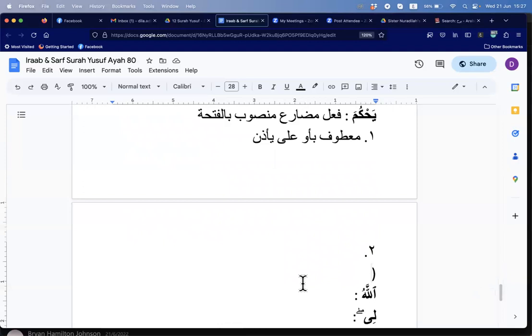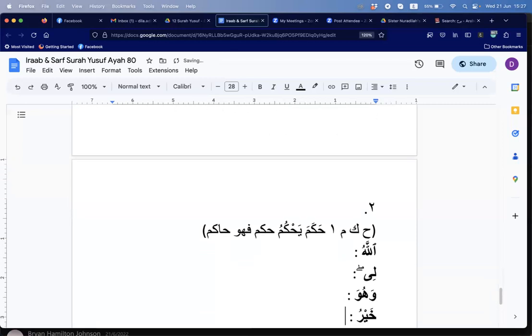The Sarf for this: ha, kaf, mim, family 1. Hakama, yahkumu. Hukman. What's the masdar? Hukman. Yes. Hakimun. Good. Next one. Sister Hamisa, lafzul jalalah.